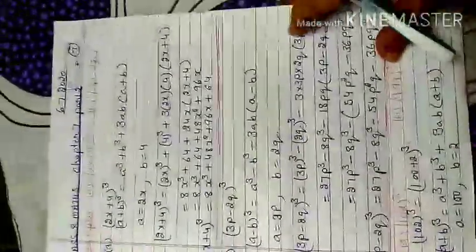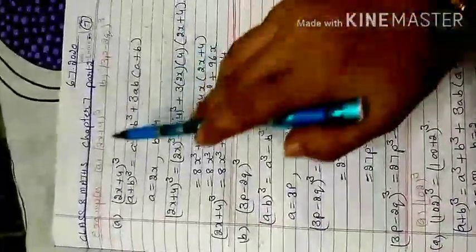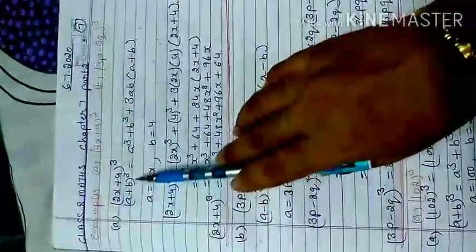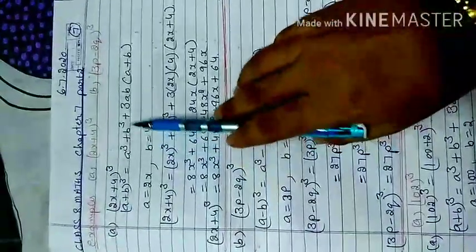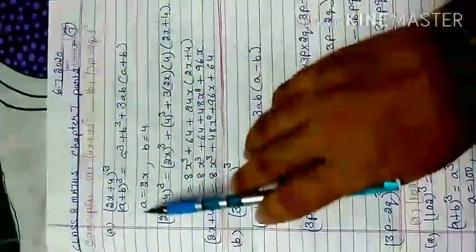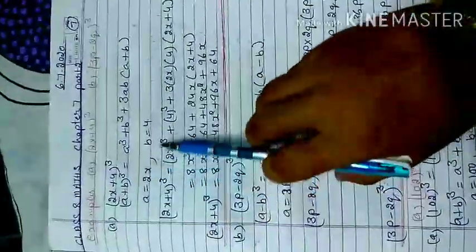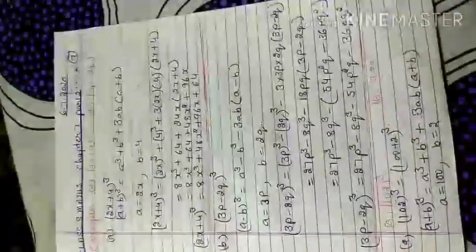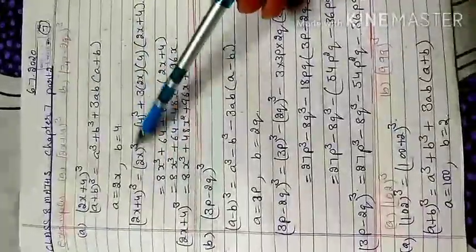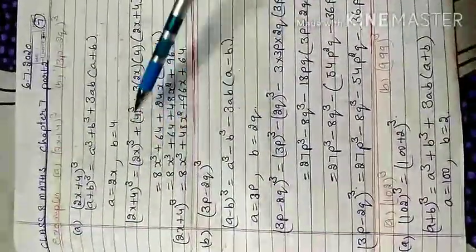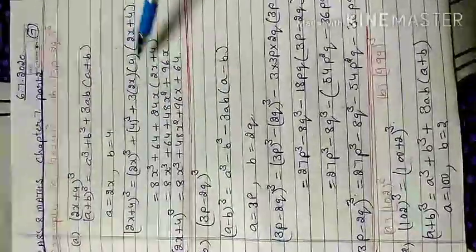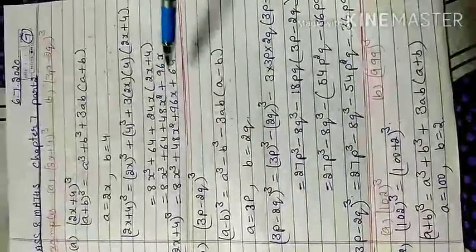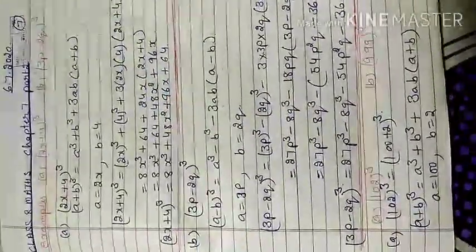Now similarly, I have some questions of the cubic form, like if I have (2x plus 4) whole cube. I apply the formula (a plus b) whole cube is a cube plus b cube plus 3ab(a plus b). I just replace the values: a is equal to 2x, b is equal to 4, and calculate accordingly. (2x) whole cube, 2 cube gives me 8x cube, 4 cube is 64, 24x(2x plus 4). When I open the bracket, I get 48x square plus 96x. So that is my required answer.